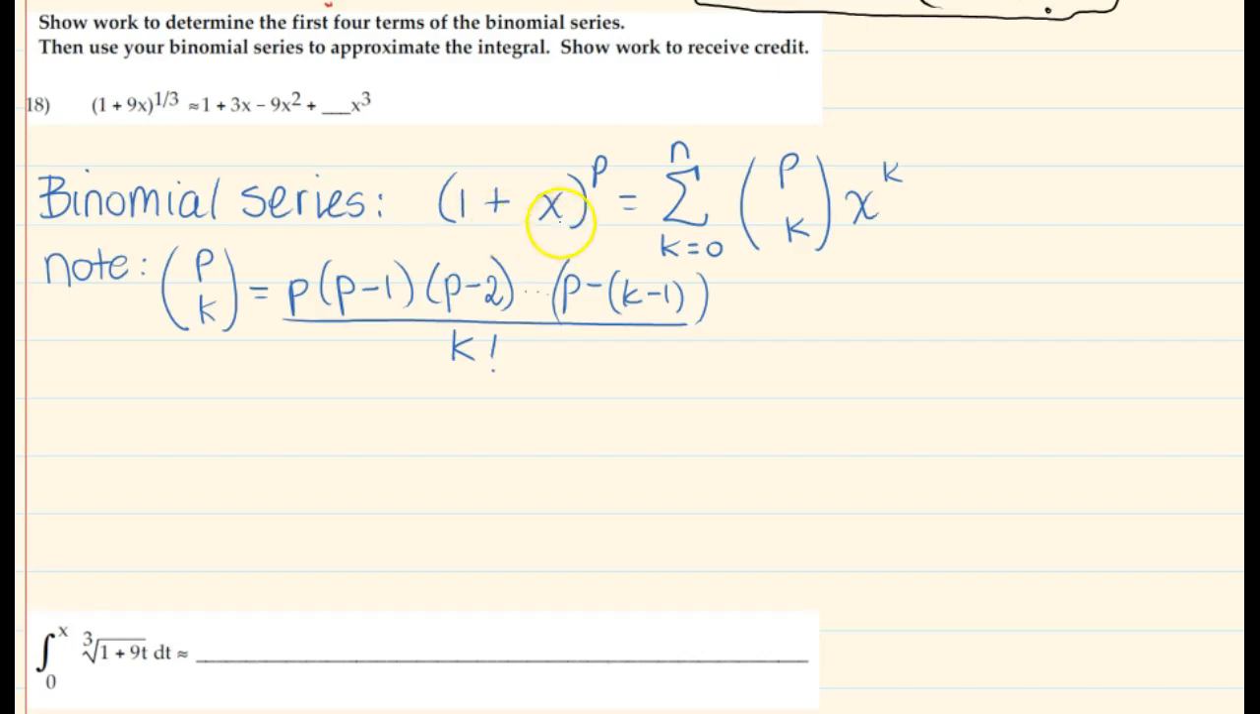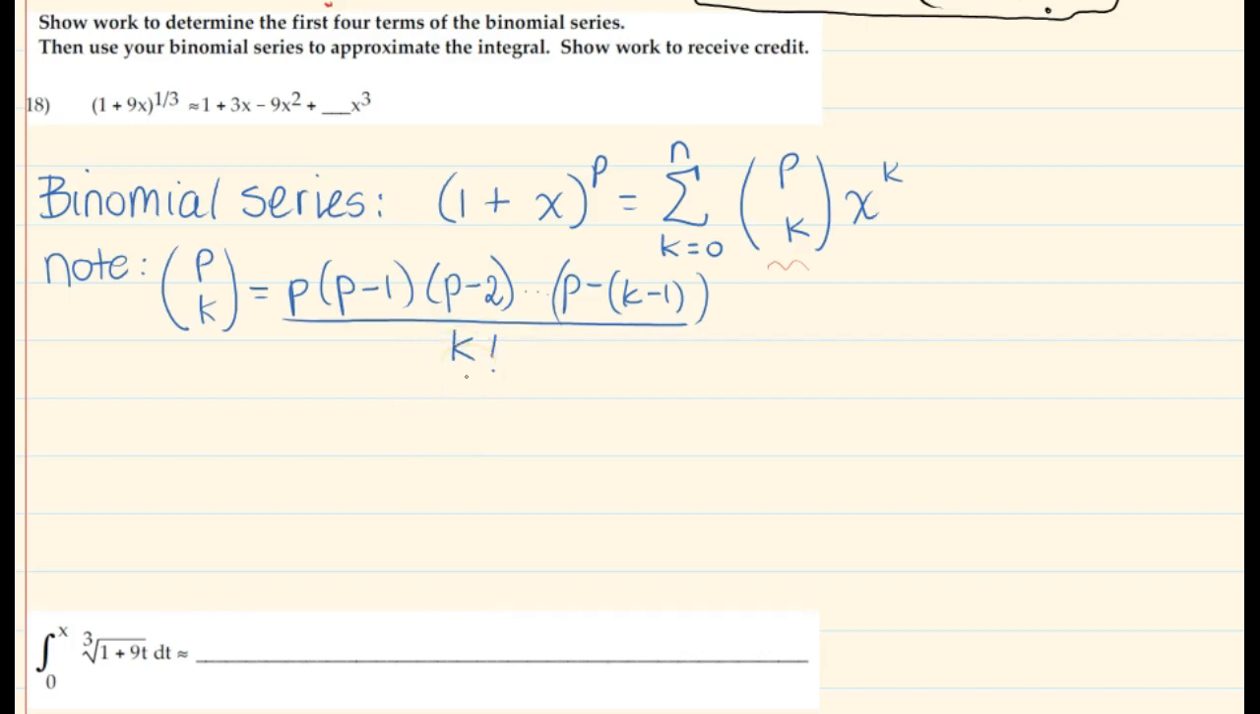Notice we have (1 plus x) to the p power, and it's going to be a sum from k equals 0 to n of (p choose k), our combination, times x to the k power. One of the big things to remember is what is meant by this (p choose k). You're going to multiply p, p minus 1, p minus 2, until you get one less than k. So if k is 5, you're going to do p, p minus 1, p minus 2, p minus 3, and p minus 4, because that's one less than 5. But then we're going to divide by k factorial.